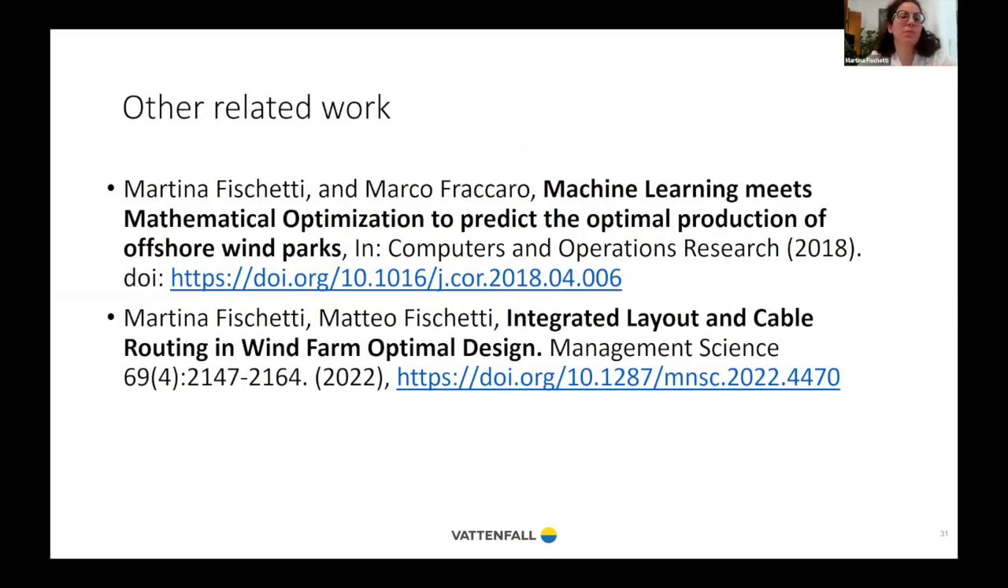I also mentioned some related work that I didn't have time to go through in this presentation, but we also have a paper on the integrated problem, so putting together layout and cable routing, and also another paper on using machine learning together with operations research, in case, let's say, the area would not be defined and you have many possible sites and you have to decide among them. We use the power of machine learning together with operations research to help in this decision.